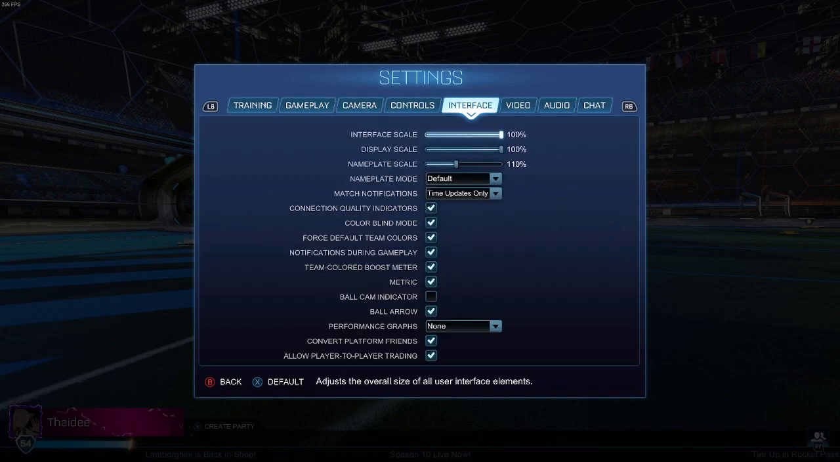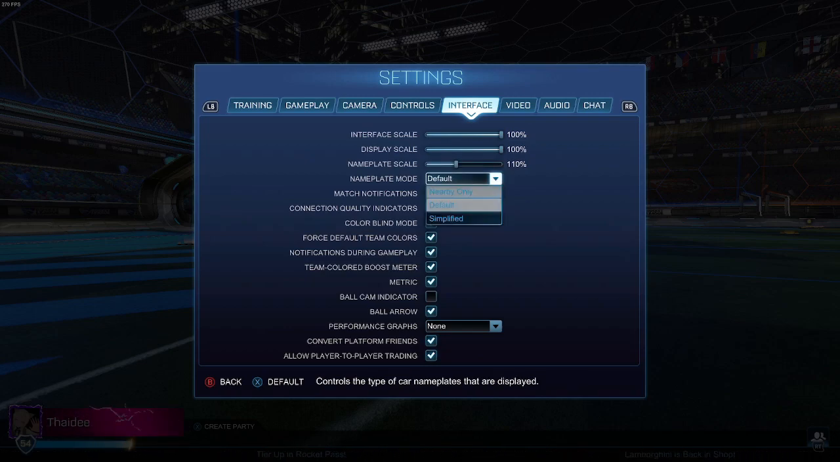Now for interface, there's not really too much I like to do. I like to turn my nameplate scale up just a hair. So default's 100. I like to turn up just a little bit. Make sure the nameplate mode is on default. You don't want it on nearby because then people's nameplates turn into triangles and they're harder to see. So you want this on default.